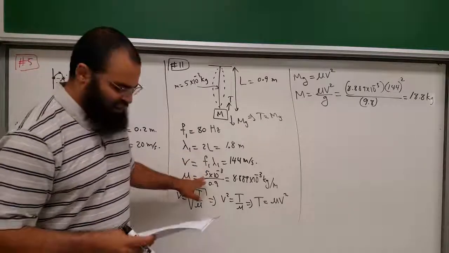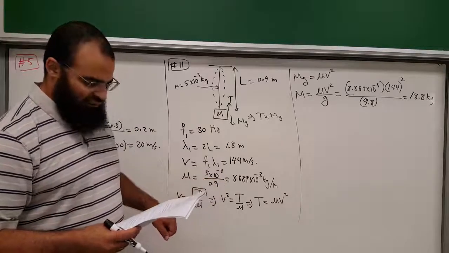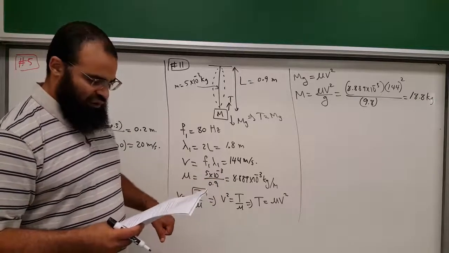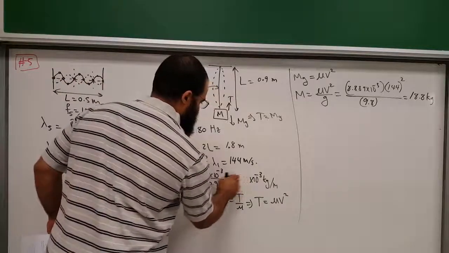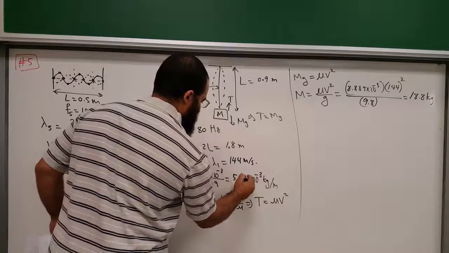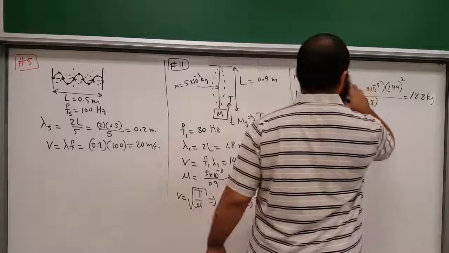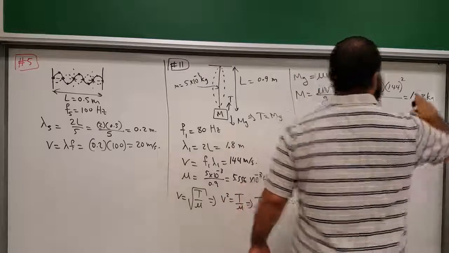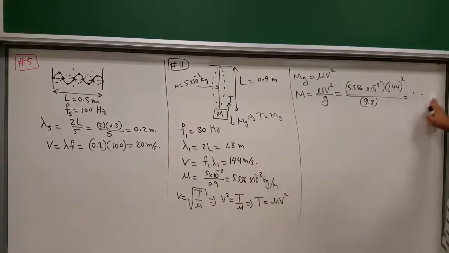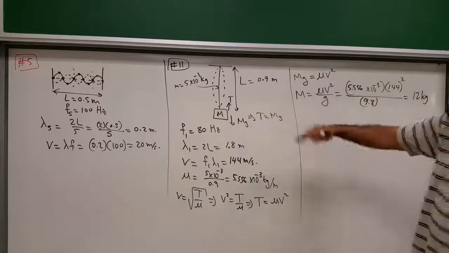Oh, apparently I made a mistake here. 5 over 0.9 is not 8.88. What am I doing? It is 5.555, so 5.56. And so the mass would be slightly less, about 12 kilograms, they said. Yeah, about 12 kilograms. Okay. But the essence, I mean, the setup of the problem.